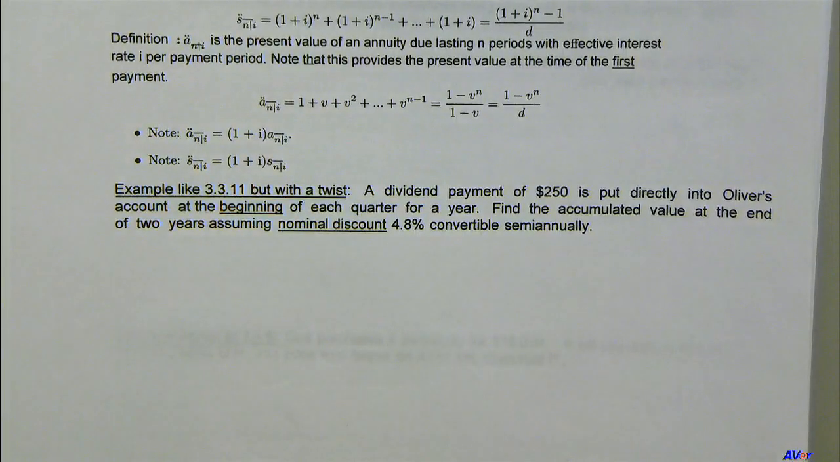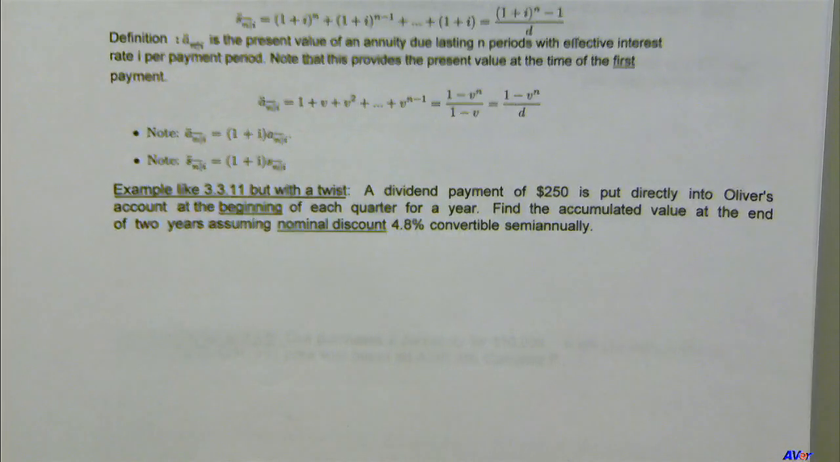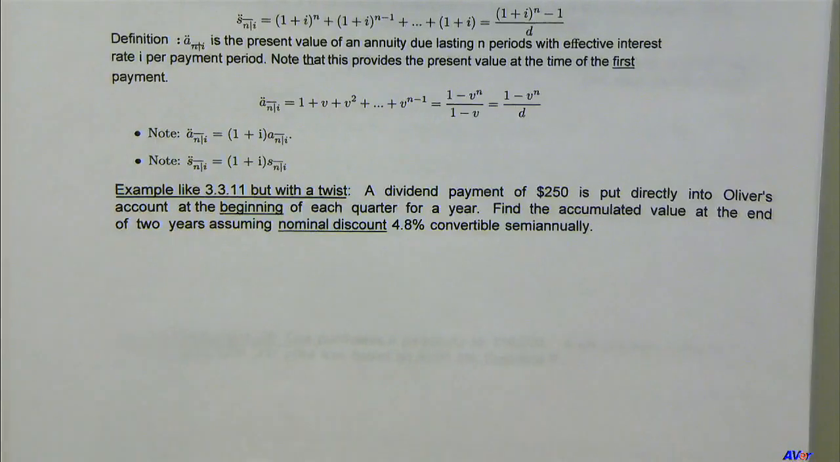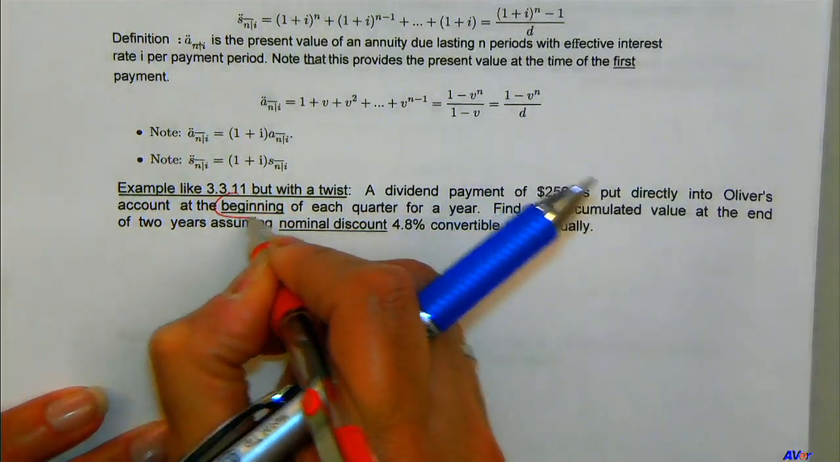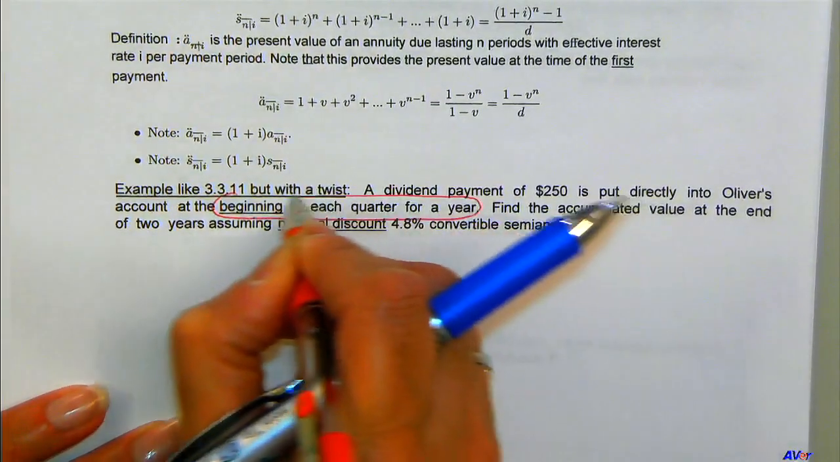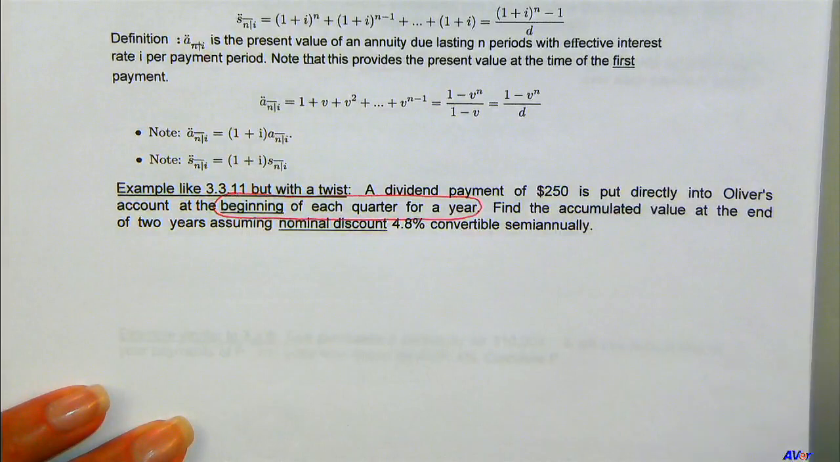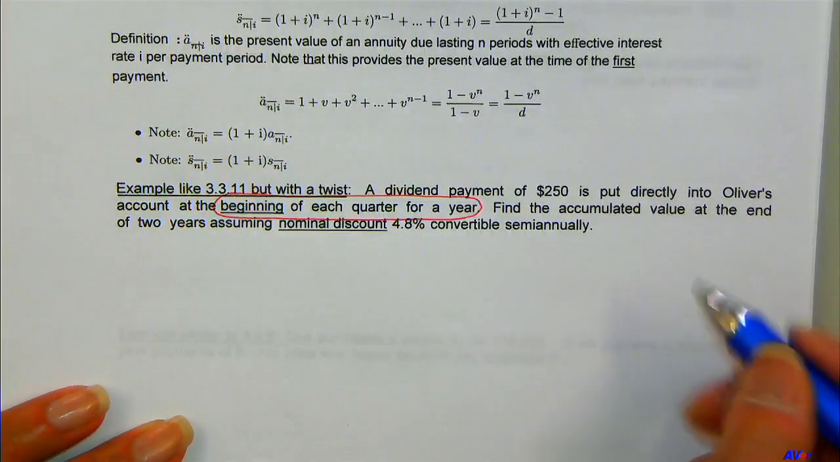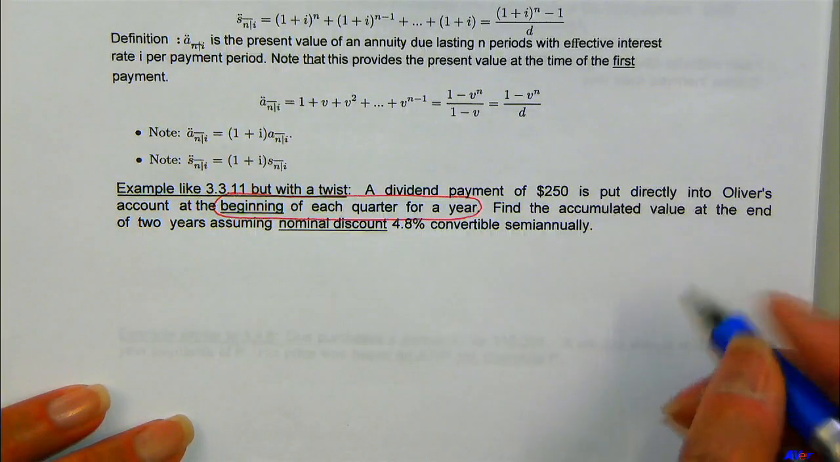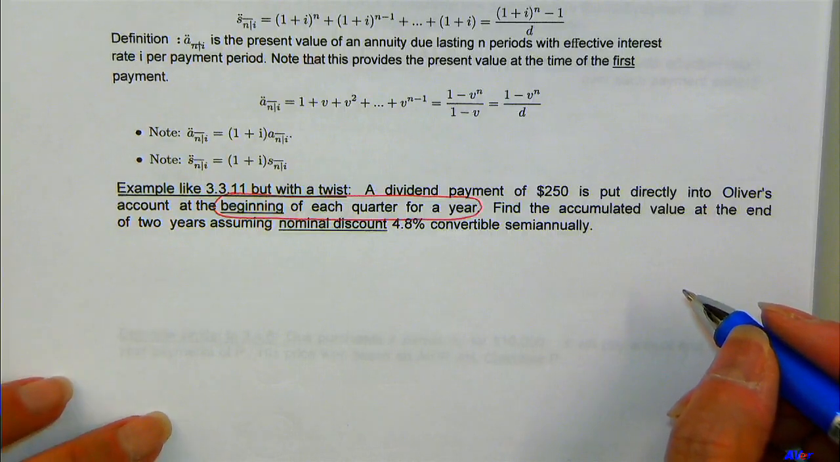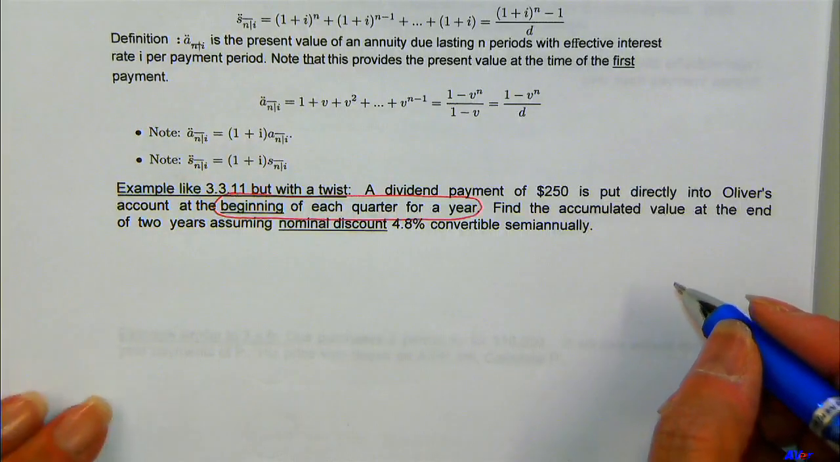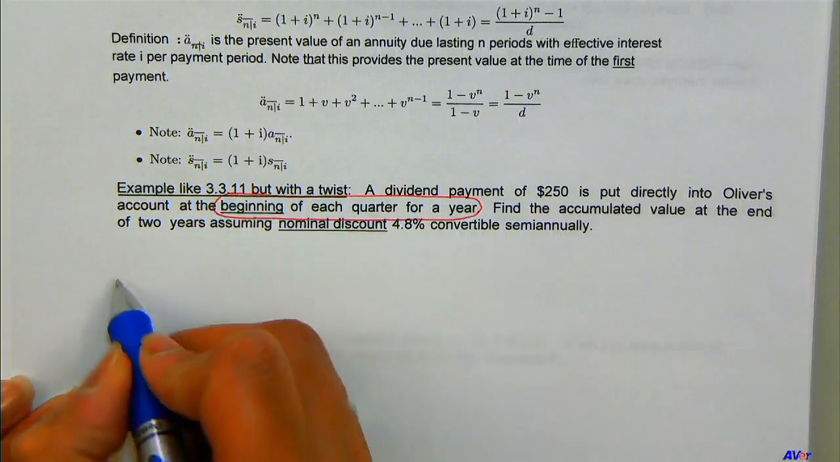A dividend payment of $250 is put directly into Oliver's account at the beginning of each quarter for a year. Okay, so this is important. At the beginning of each quarter for 1 year. Find the accumulated value at the end of 2 years, assuming nominal discount 4.8% convertible semi-annually. A lot going on here, right? So we have to take this apart slowly.